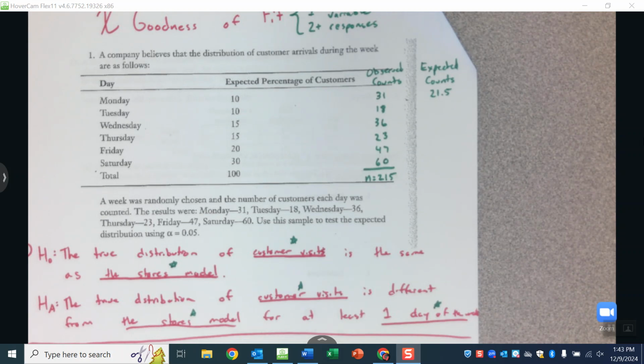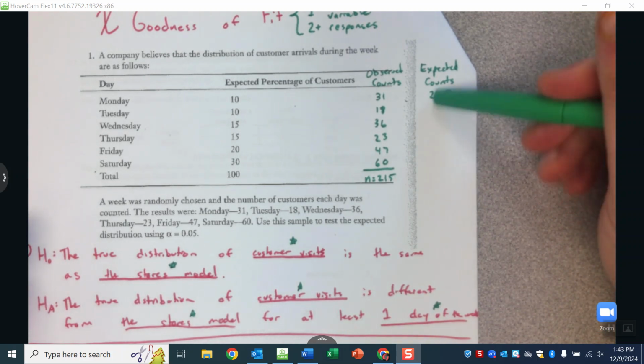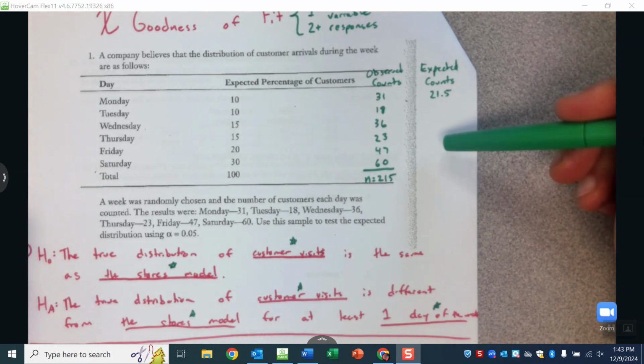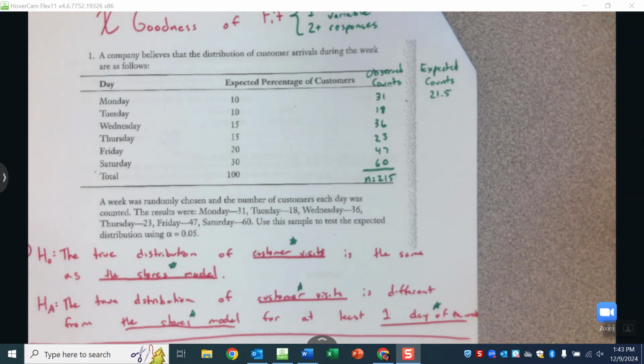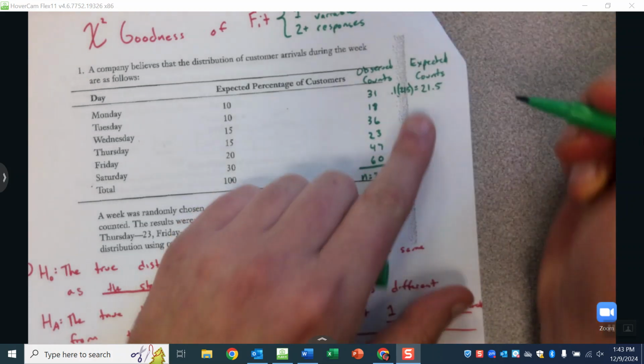Yes? Are we going to have to show observed and expected counts, like for breakdown? That's a good question. So observed counts, those will be given to you. Your expected counts you are going to have to show. And in terms of the work, I think you should at least show the work for one of them. So 10% times 215.